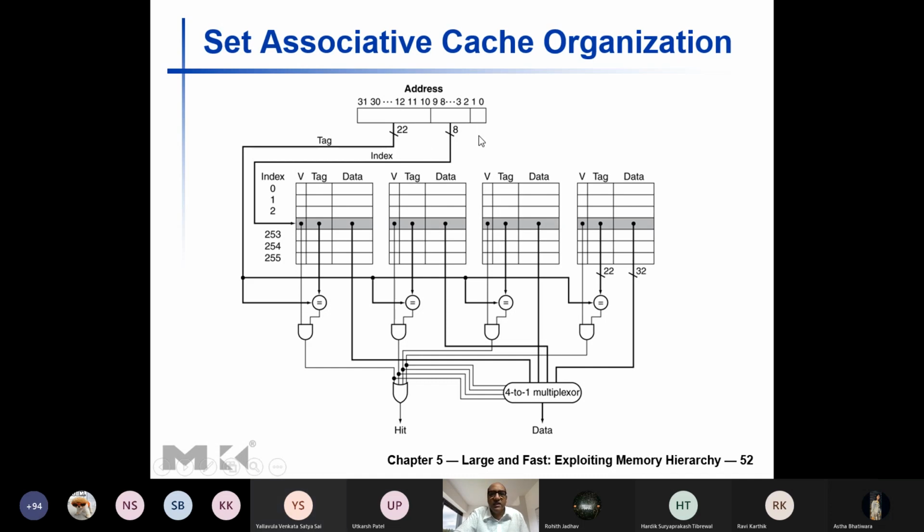And this is an example just to illustrate how the set associative cache works. You can see that this is 4-way set associative. It means that a set contains 4 blocks.